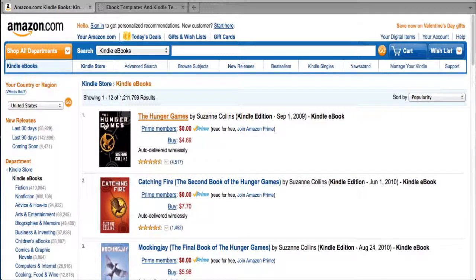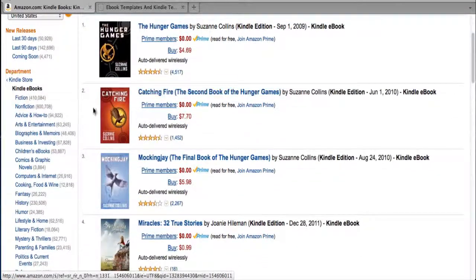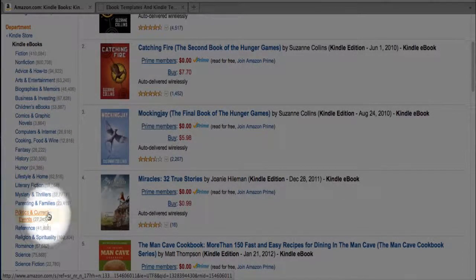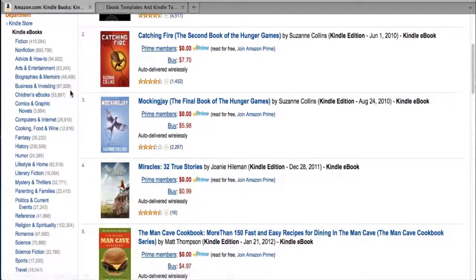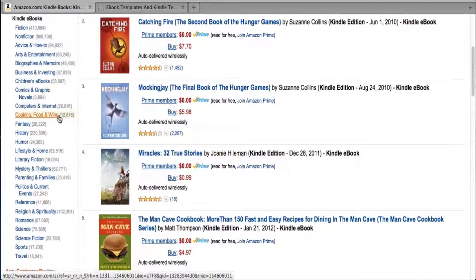What I want to show you on the Amazon website here is when you go to the Kindle store and you look at the categories, they're listed over here on the left sidebar, and then there's a number next to each one, and that is the number of books that are currently in that category. So for example, as of right now, Amazon has over 410,000 fiction ebooks, over 800,000 nonfiction, and so on.